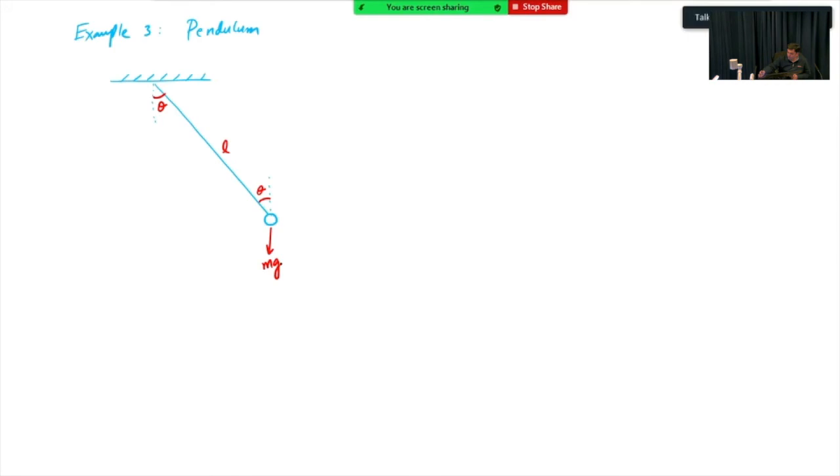Okay, now here an external torque is Te, and there's a force perpendicular, which is mg sine of theta.